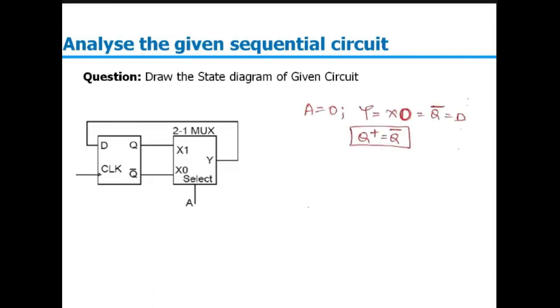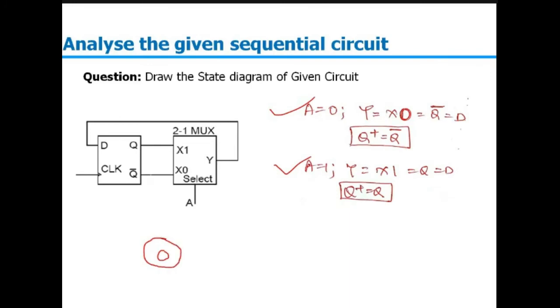I can simply find the expression of Q plus in both scenarios, when A is 0 and when A is equal to 1. I know the scenario, so I can directly write the state diagram. So how will I write the state diagram? We see we are in the 0 state. Since we have only one flip-flop, I will have only two states, 0 and 1.